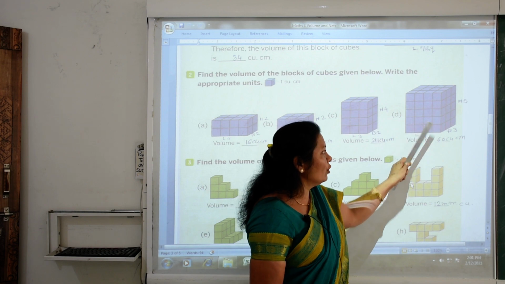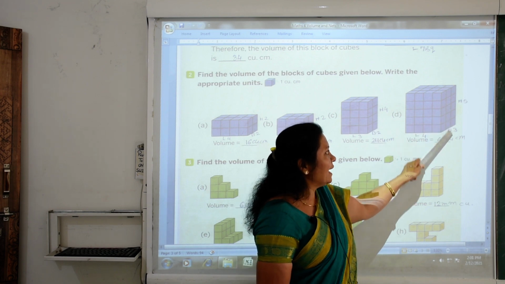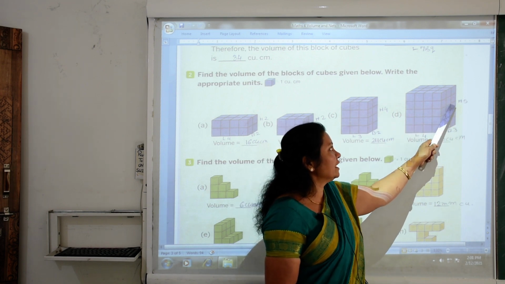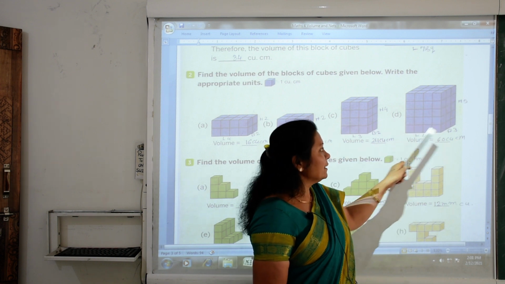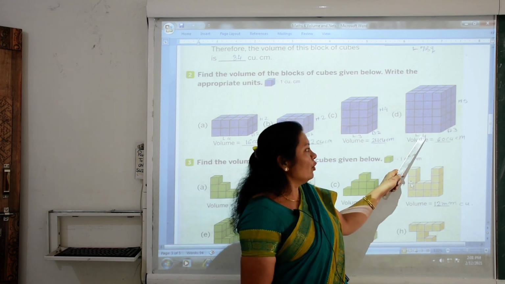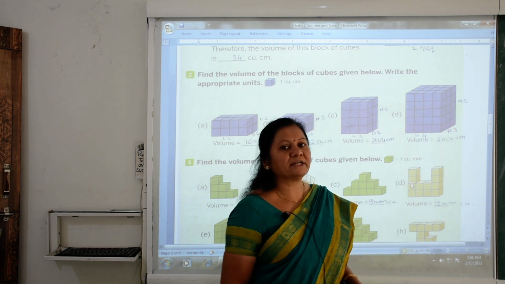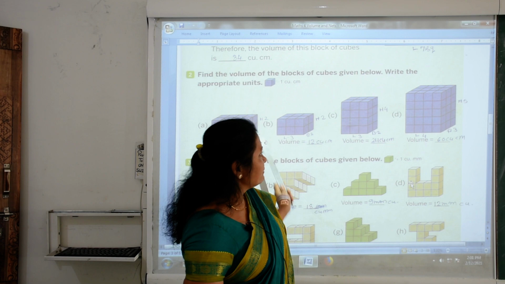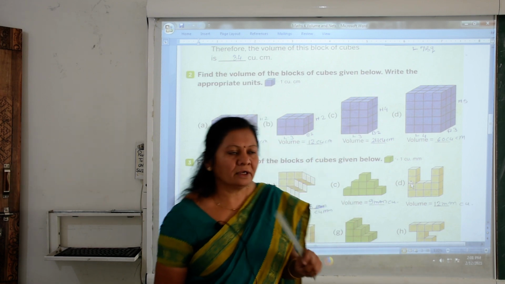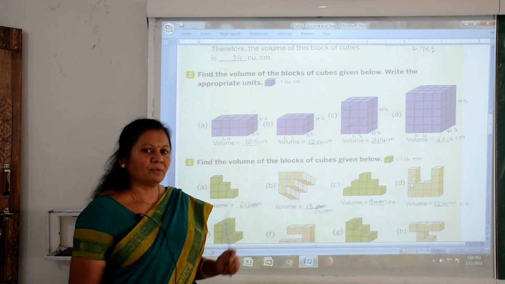And in this block, length is equal to how many squares? 1 2 3 4, breadth 1 2 3 and height is equal to 1 2 3 4 5. So length, breadth and height: 4 3s are 12 and 12 5s are 60 cubic centimeter. So this way you can find out the volume of all the objects.